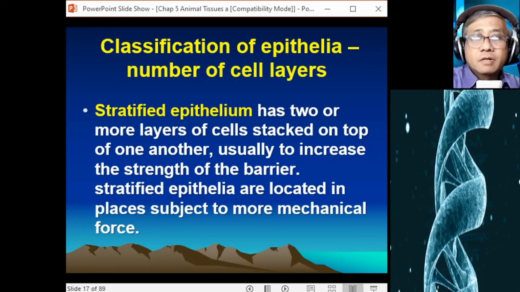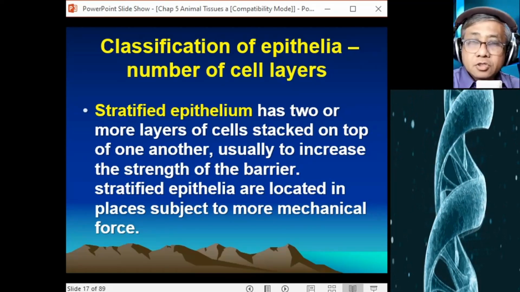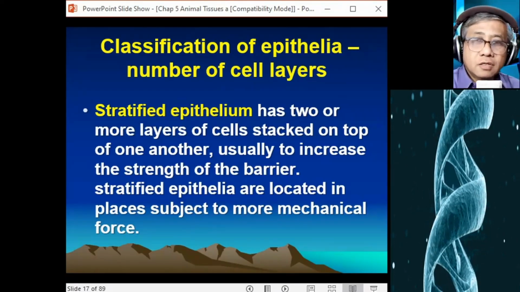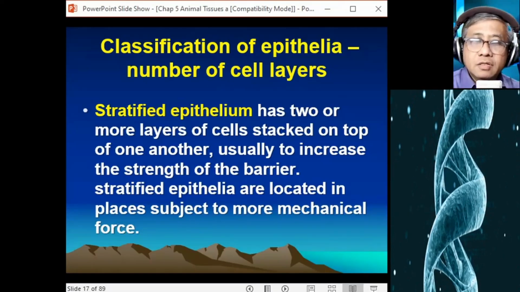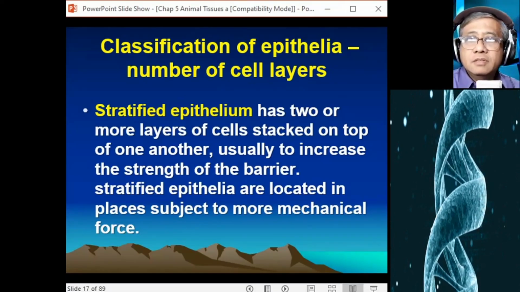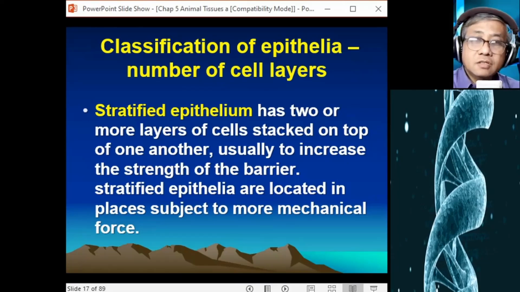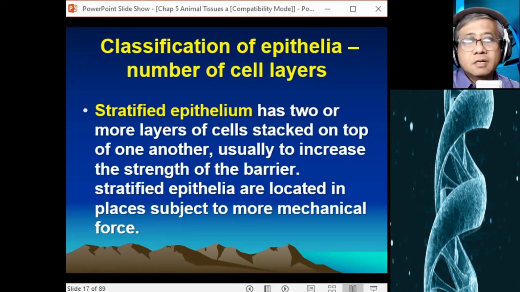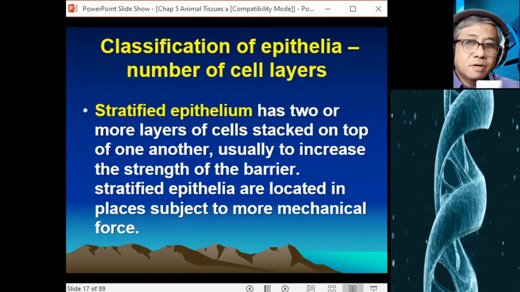Alright, so again, ang function niyan, the reason why this type of epithelial tissue is made up of several layers of cells is in order to increase the strength of the barrier. Alright, so pag maraming layers, mas protected yung tissue underneath or yung organ underneath it. Alright, so stratified epithelia are located in places that are subjected to more mechanical force. So meaning bugbog yung part na yan sa environmental factors. So for added protection, kailangan ng several layers of cells.